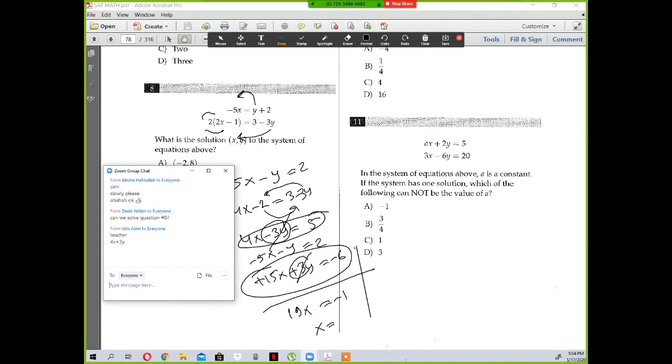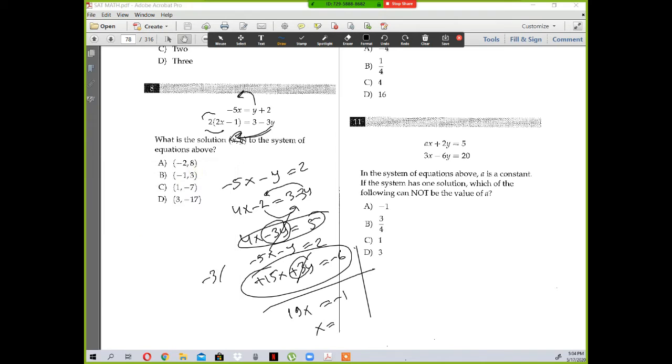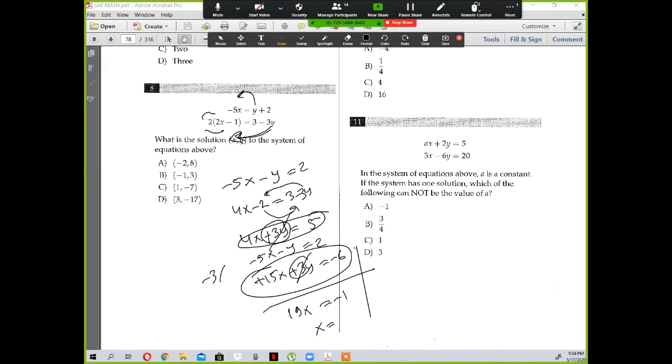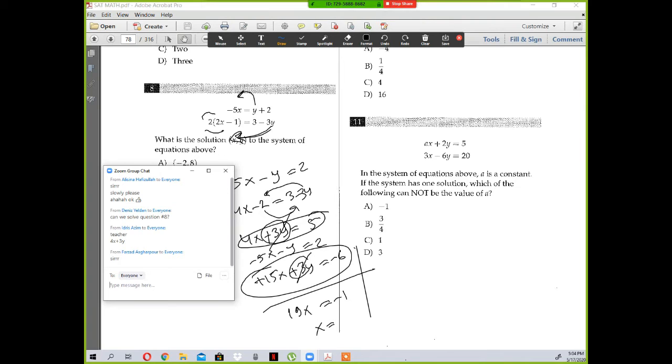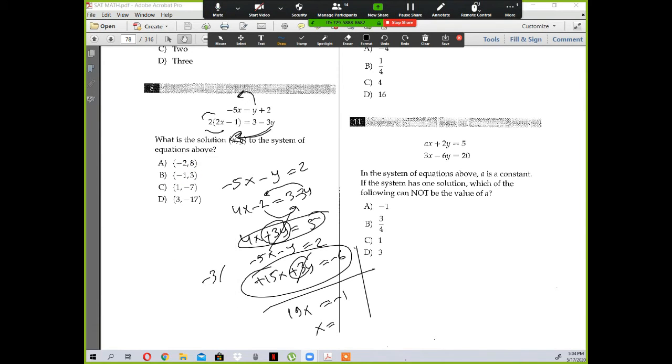Plus 3y. Where did I make a mistake? Okay, so when I move it up here, it'll be plus 4, 3y. I made a mistake here. Yes, I made a mistake. Sorry.